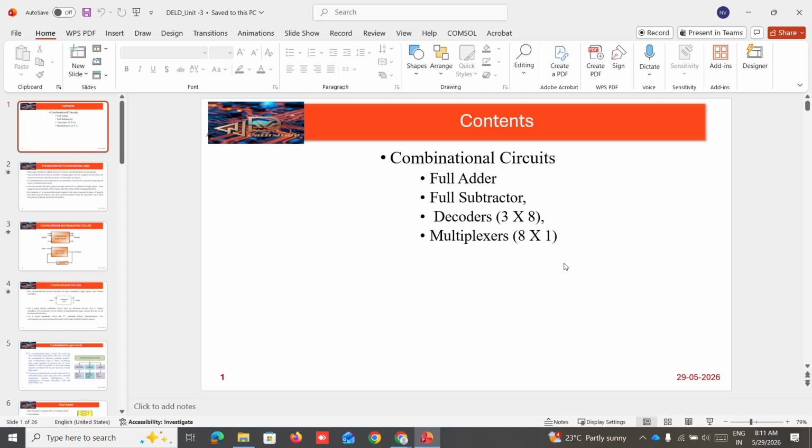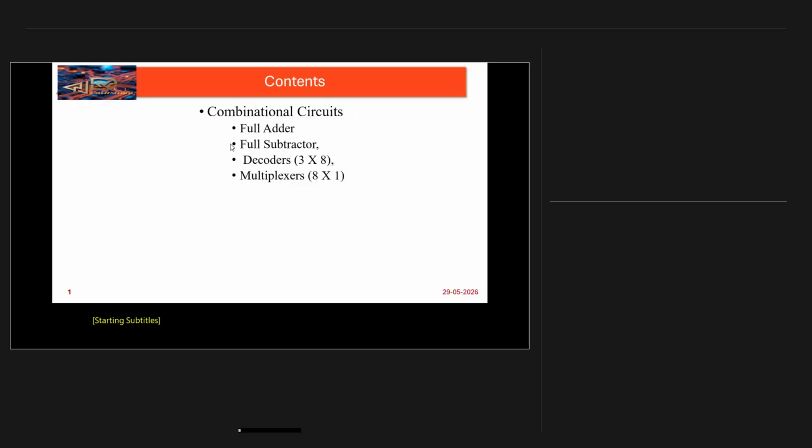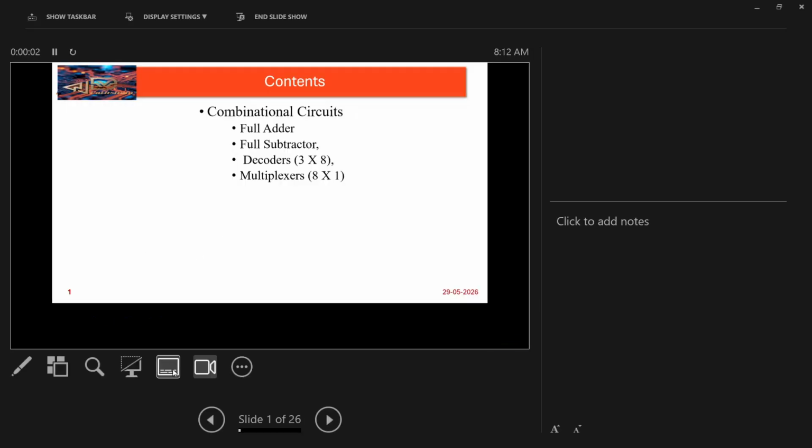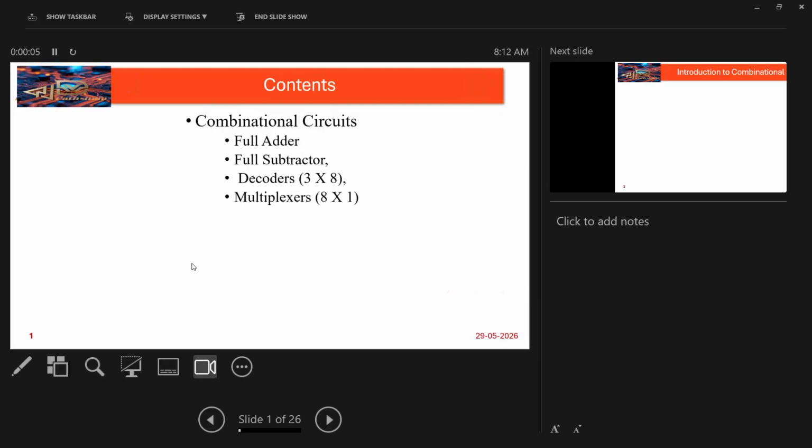Meanwhile, the K maps here also I will explain. Okay, no need to bother about it. These combinational circuits are also verified by using the K maps. Whatever Boolean expressions we are getting will be obtained by using K maps.